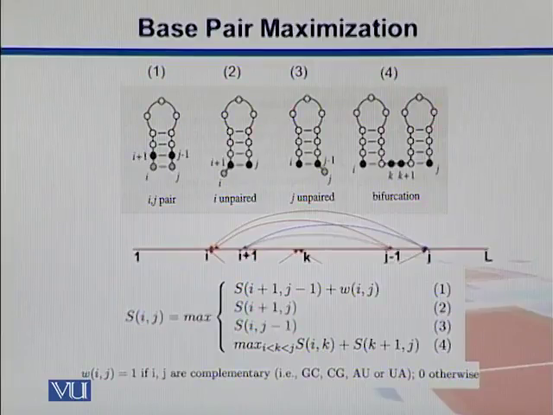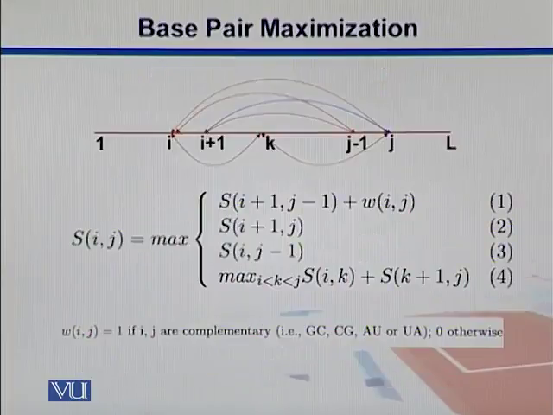The other situation is we can derive our score from i plus 1 and j. In that case, we have case 2, where i stays unpaired. In the same way, the other 2 cases, bifurcation and where j is unpaired, are also in the equations. This is how we look into this algorithm in more detail. You can see how these are working.